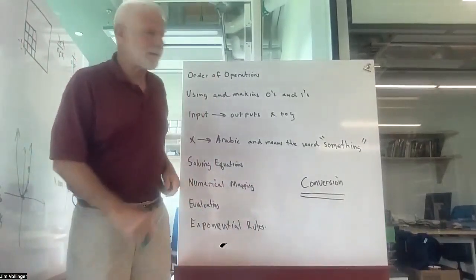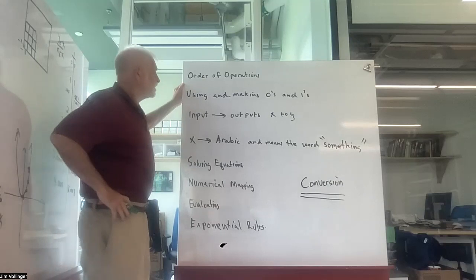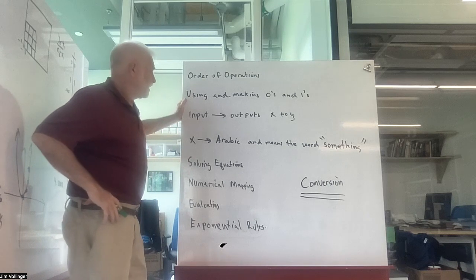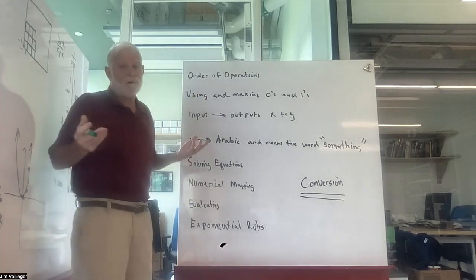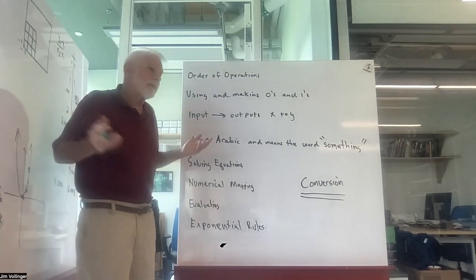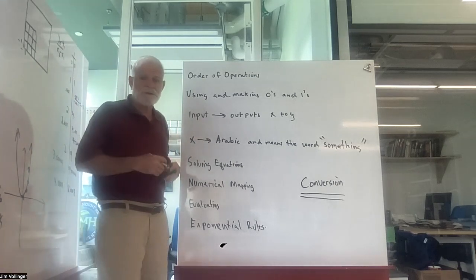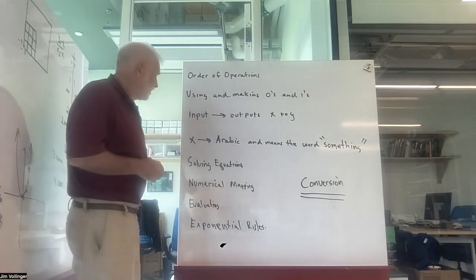All right. So order of operations, hard to easy. Using and making zeros and ones. You're going to get a little practice with that on the other side of this board in a moment. Input outputs, X to Y. If we're going to study the world and relationships, then global warming to temperature, there's all kinds of correlations that need studying. And boy, do we need to study some of them soon.